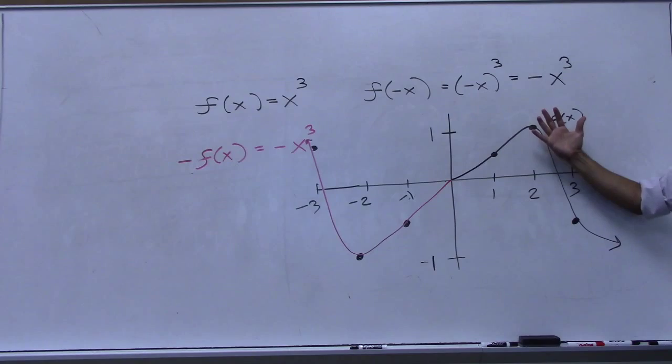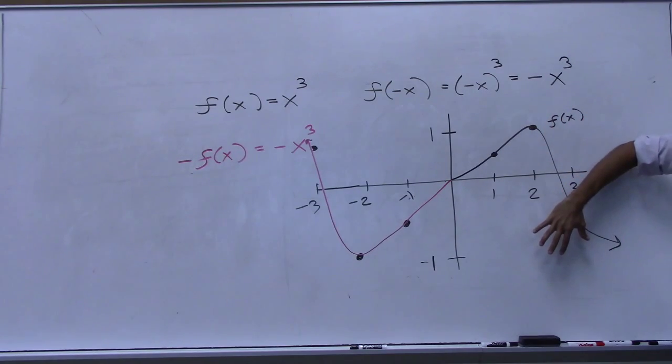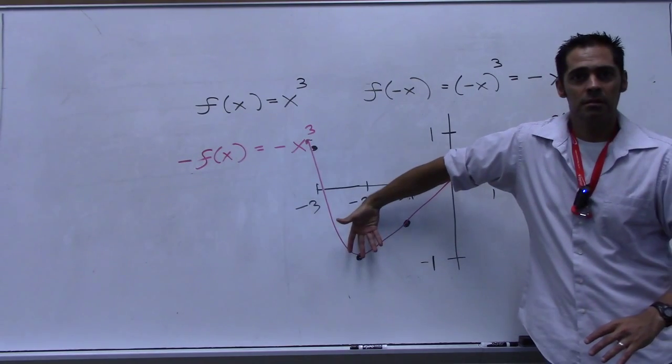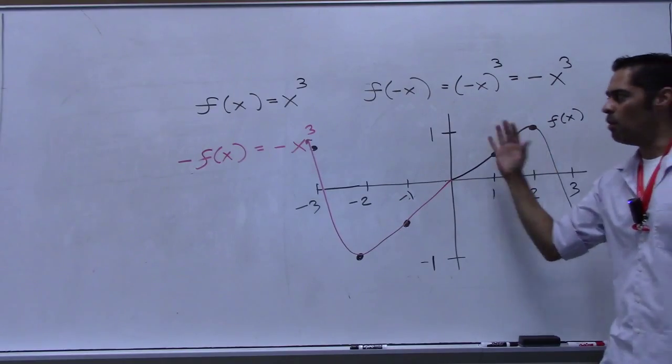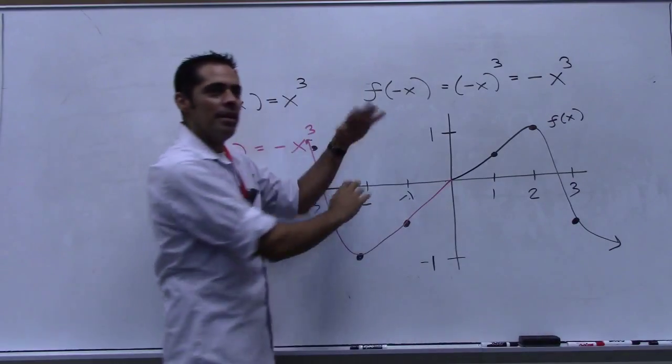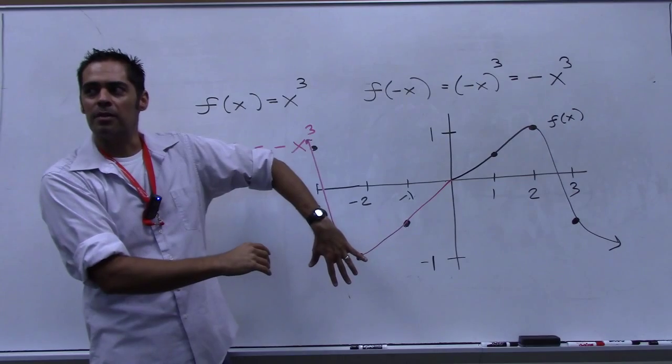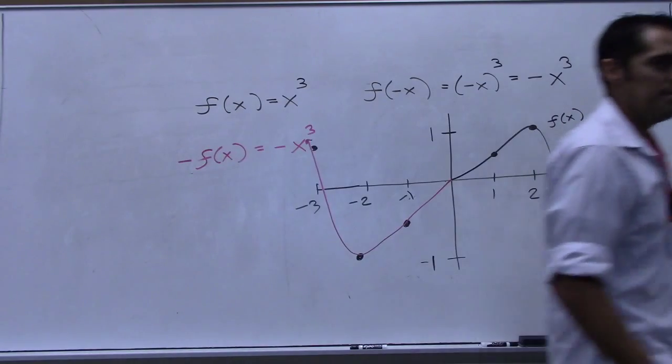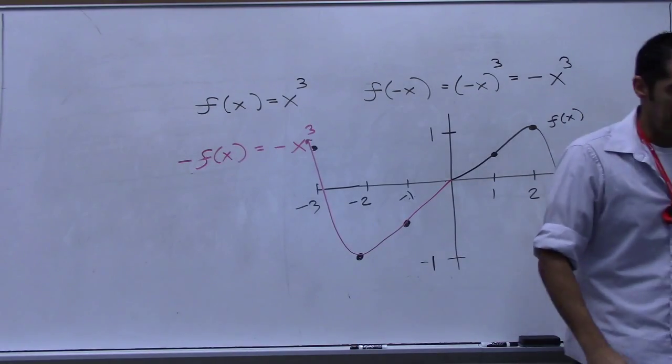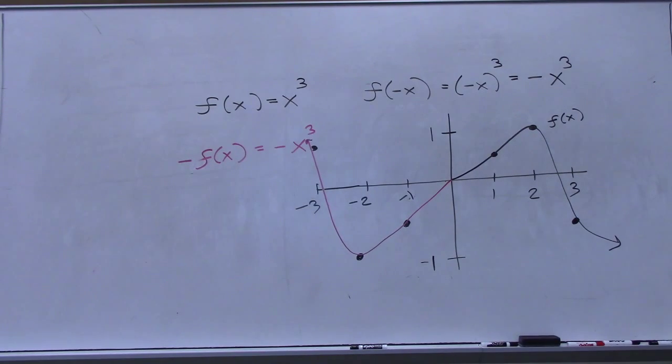It's a reflection over the x first and then over the y. Or you could say it's a reflection over the y and then over the x. It's a double reflection. Make sense? That's what all odd functions look like. So I have a little bit of an animation here. Everyone agree that's an odd function?